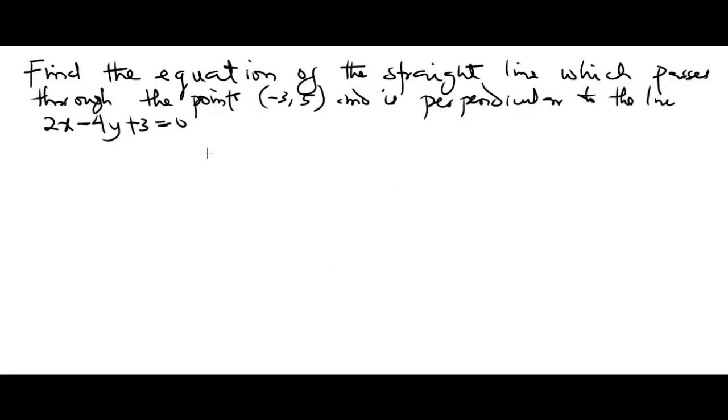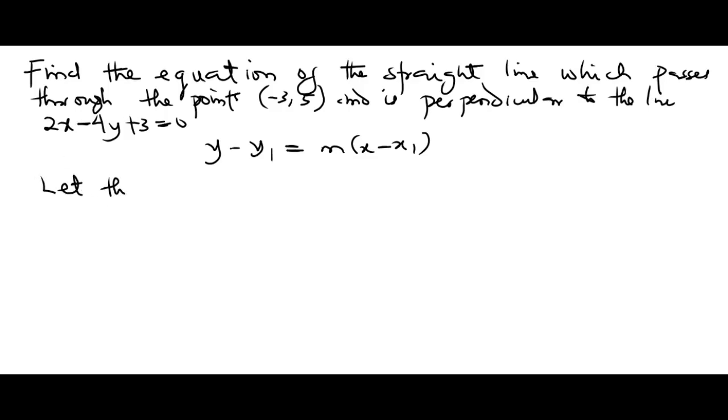So here is another question for us. Find the equation of the straight line which passes through the point minus 3, 5 and is perpendicular to the line 2x minus 4y plus 3 equals 0. You already know the equation we are going to use, but something is going to be missing in that equation. The equation is y minus y1 equals m into x minus x1. So the missing factor is m, which is the slope. So how do we tackle this problem?